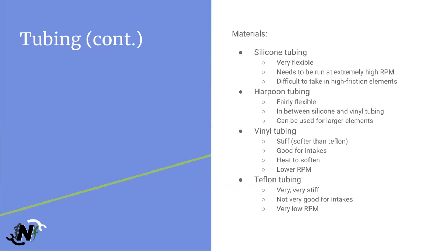And finally, we have Teflon tubing, which is very, very stiff. If you guys have used 3D printers before, it's made out of Bowden tubing, basically. It's not very good for intakes because A, it's stiff, and B, Teflon is very slippery. And because it is stiff, you need to run it at very low RPMs.